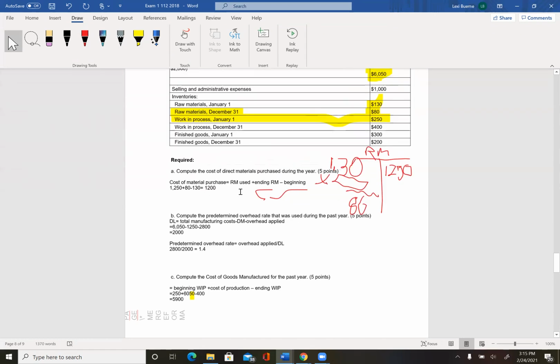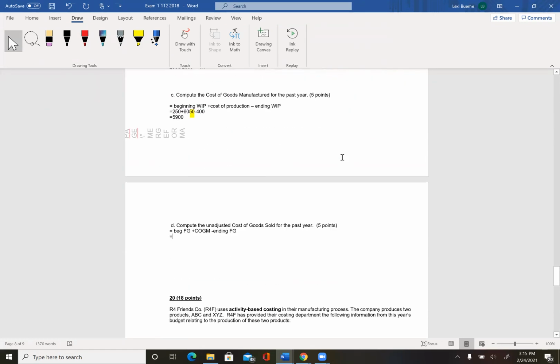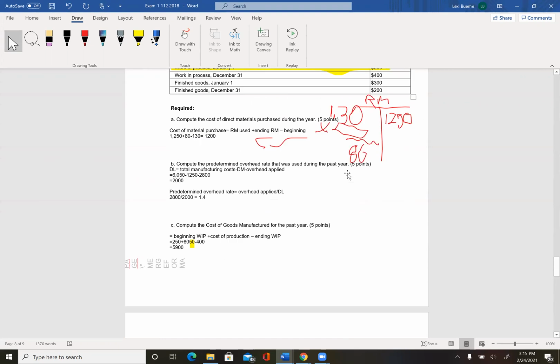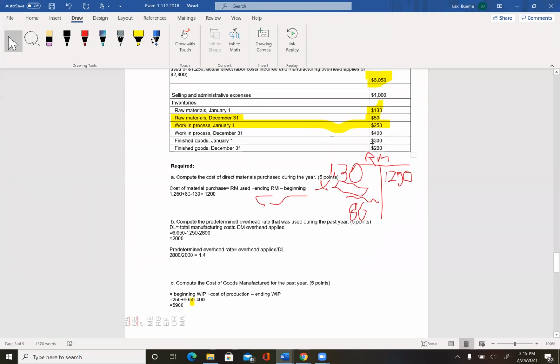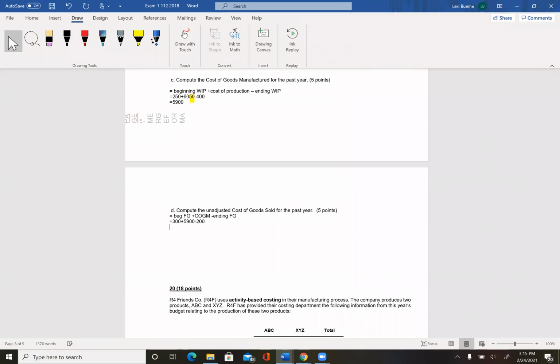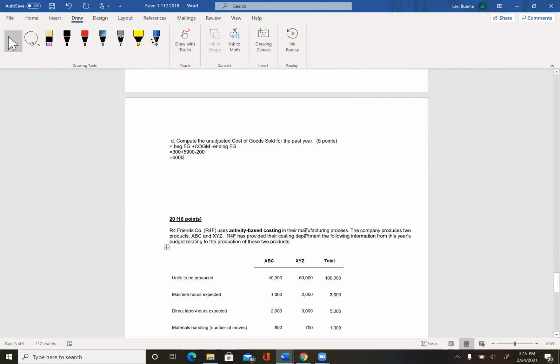So beginning finished goods is also given, that's going to be 300. Cost of goods manufactured is what you just found, the 5,900. Ending finished goods is going to be up here, right? That's right here. That's going to be 200. So the cost of goods sold for the year is going to end up being 6,000. So that is all for 19.